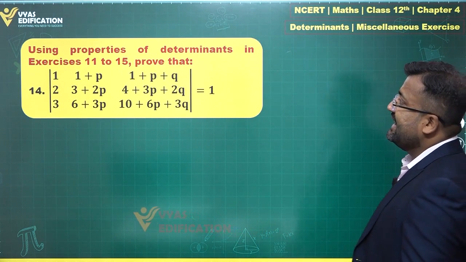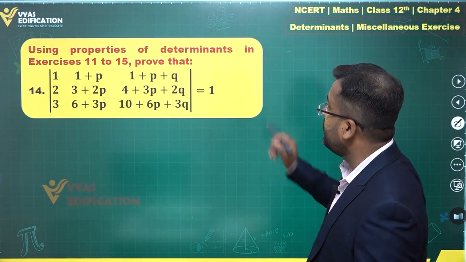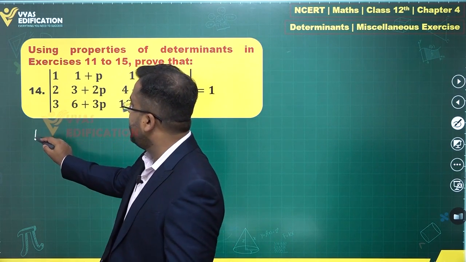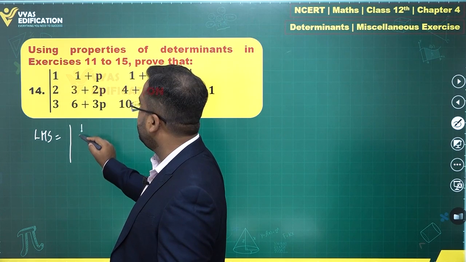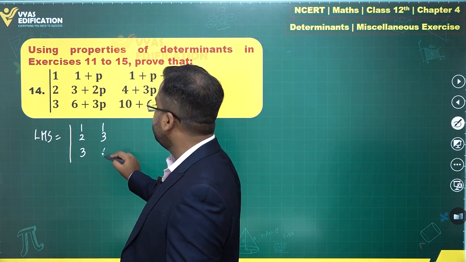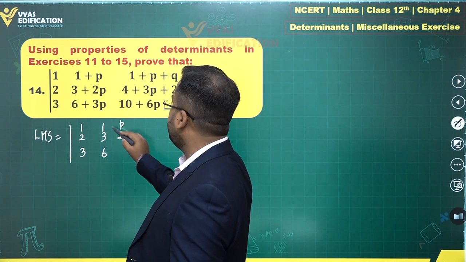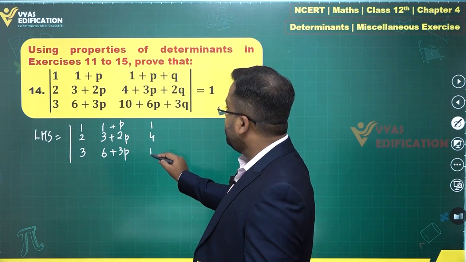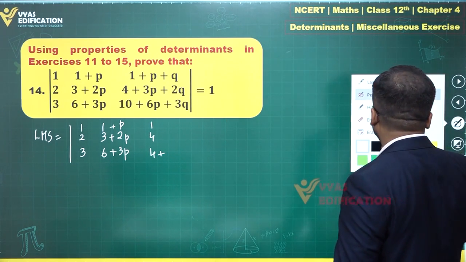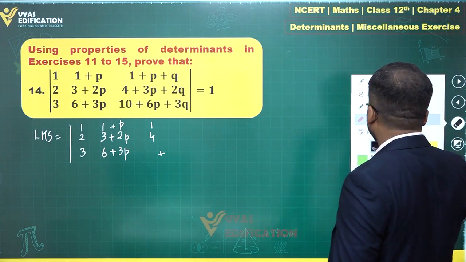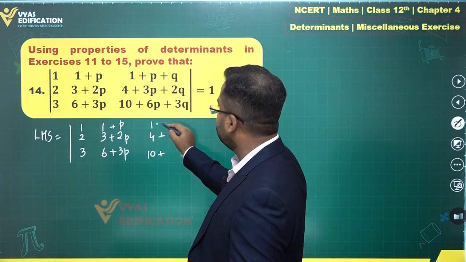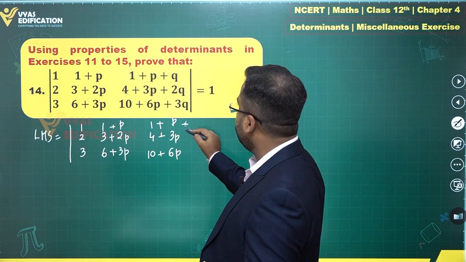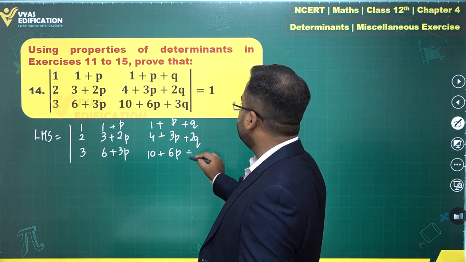The next question says that using properties, we have to prove that this is equal to 1. How do we go about proving that? Let's take a look at this question. In the LHS, we have this determinant 1, 2, 3, okay, and you have 1, 3, 6. Along with that, you have P, 2P plus 3P, okay. You have 1, 4, 10, but plus some things extra are also there. What is that? Let's see, this is 1 plus 4 plus this, P plus 3P plus 6P, okay, 1, 3, 6, and Q plus 2Q plus 3Q.